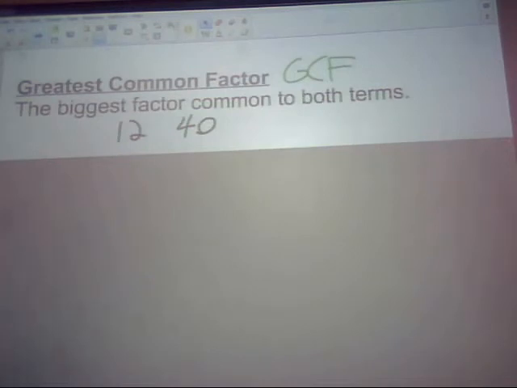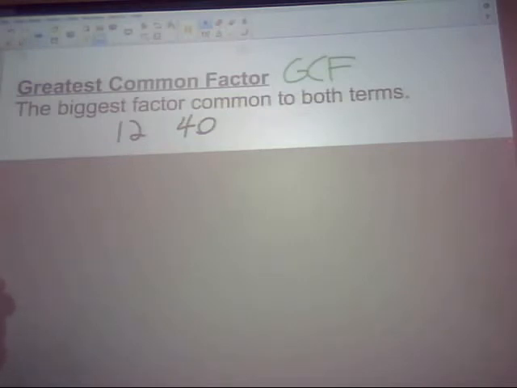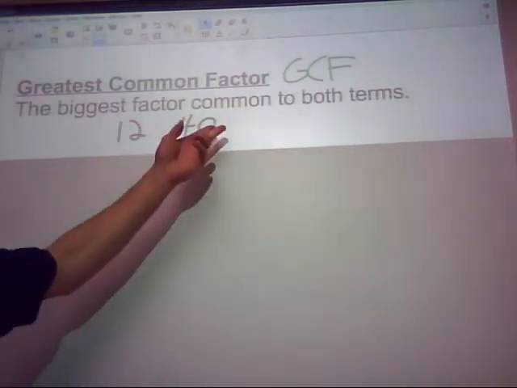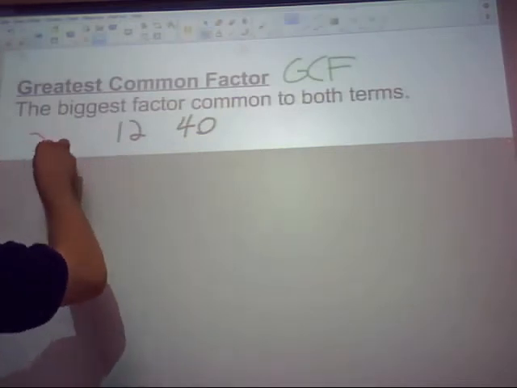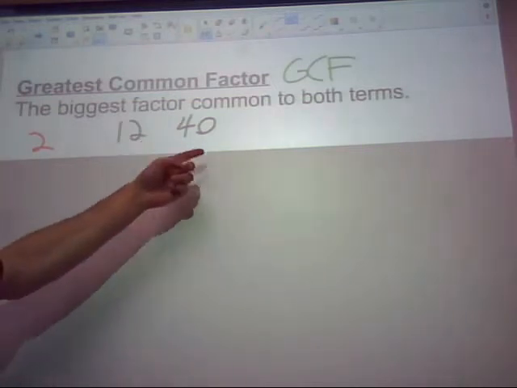Well, you could think about what are the biggest numbers that divide into 12 and 40 evenly? Or what are the biggest factors of both of those numbers? What's in common to both of them? Well, you could sit and think about it and say, well, let's see. They're both even numbers, so I know that 2 divides evenly into both of them. But the question is, is 2 the greatest? Is it the biggest factor of 12 and 40?